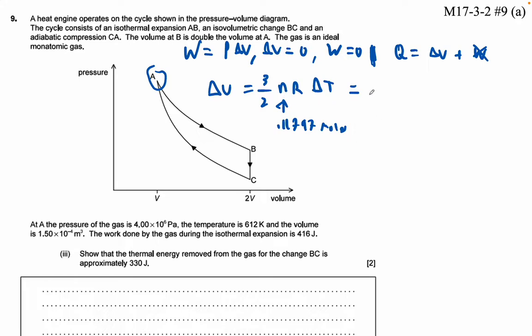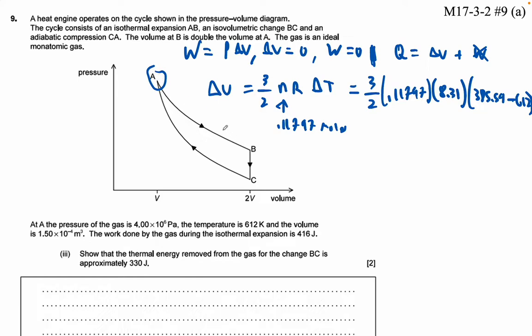So this is going to be 3/2 times 0.11797 times 8.31. And then our change in temperature is going to be, well, the final temperature is 385.54. By the way, they're going to use 386 because they told you that it was 386, and then we're going to go minus 612, right? Because we know this is 612 here.